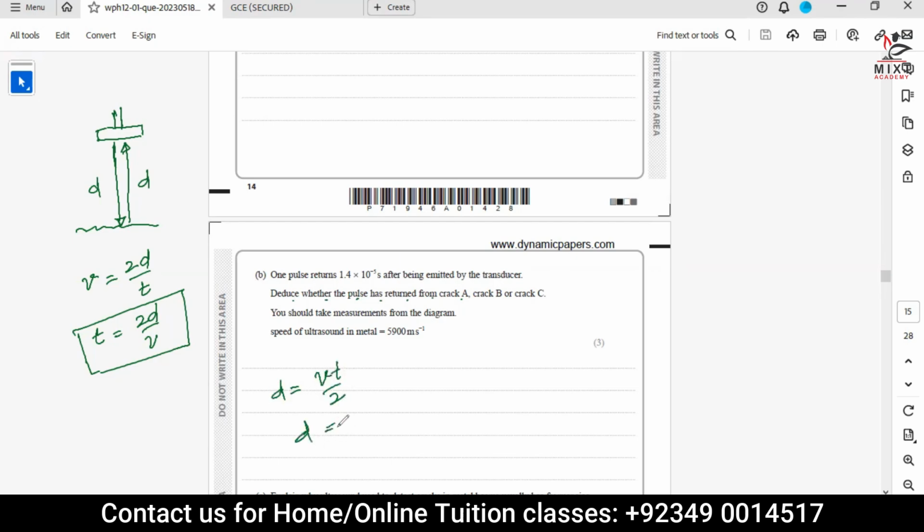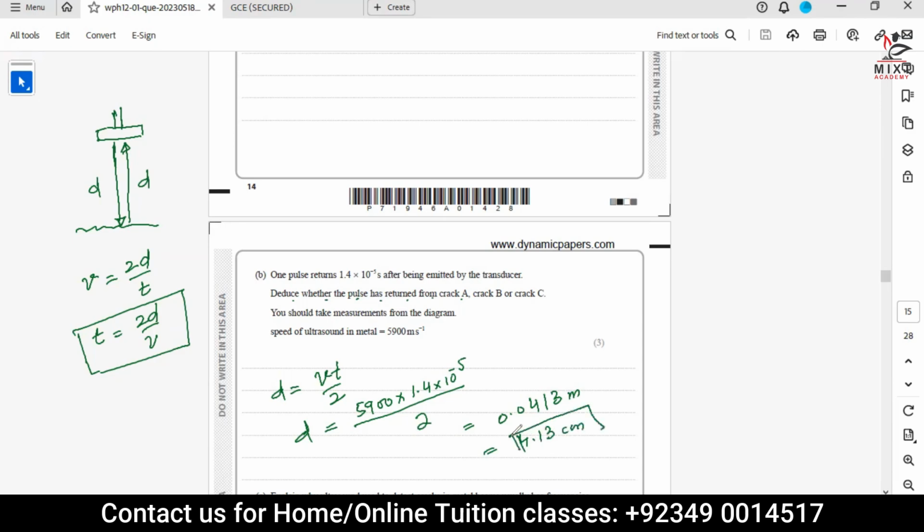Now, can you calculate the distance? V is given to you, that is 5900. T is given to you, that is 1.4 into 10 raised to power minus 5, and divided by 2. What did you get? 0.0413. Okay, 0.0413 meter, or that will be 4.13 centimeter.